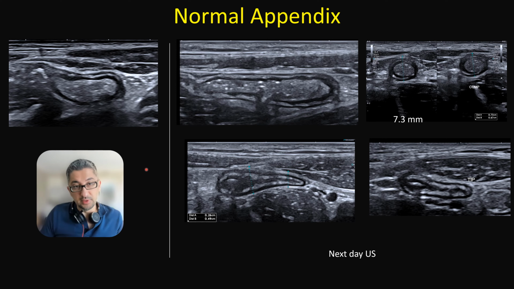Here is an example of a normal appendix. Here you're seeing the initial ultrasound study and the next day ultrasound study. This is a common practice we follow. If the initial ultrasound is not conclusive, we repeat the ultrasound rather than jumping into a CT study right away.